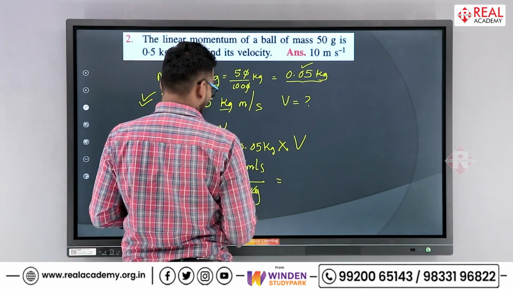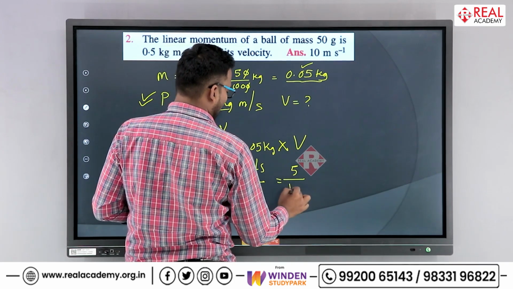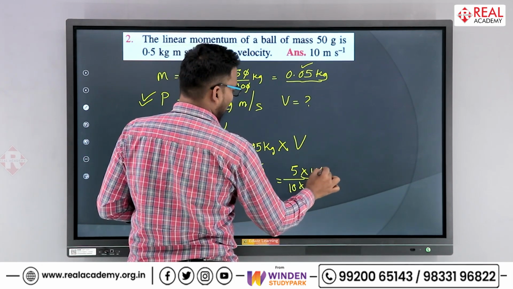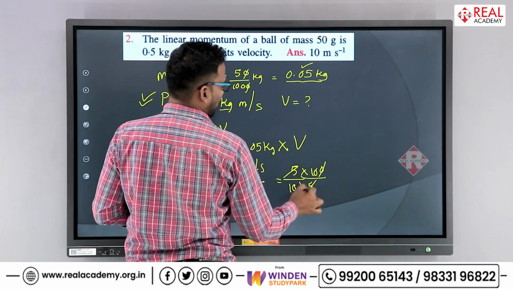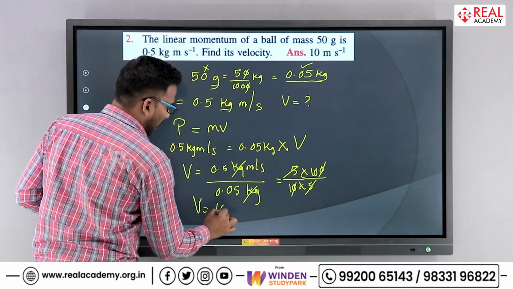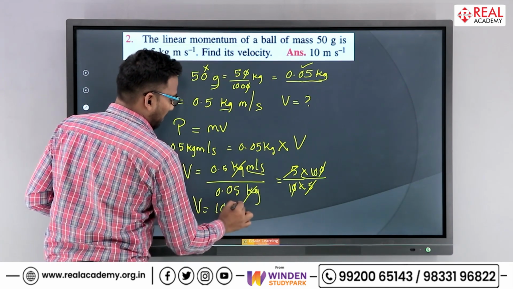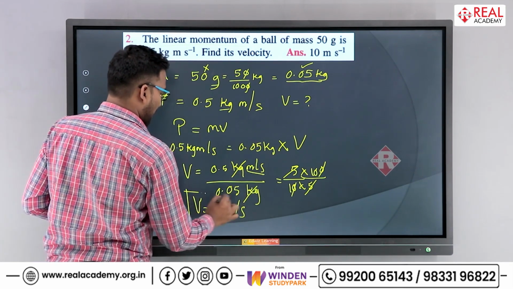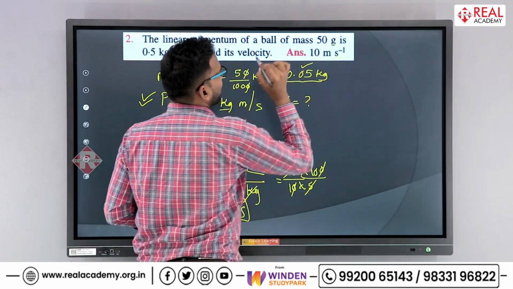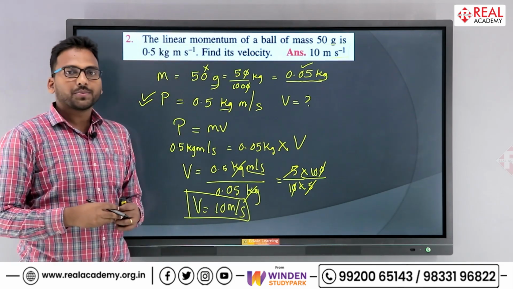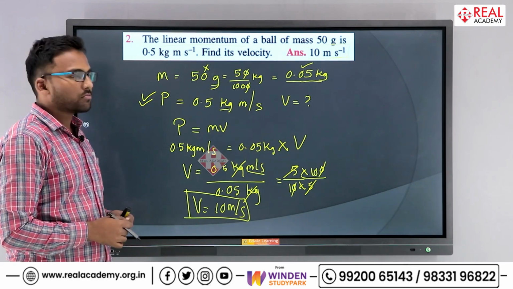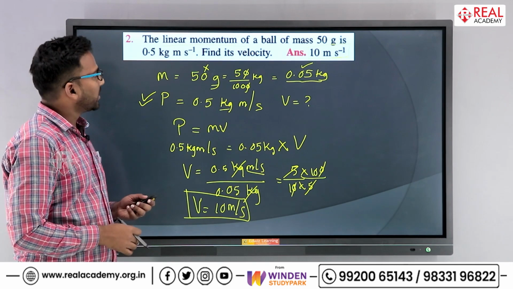And how to extract this? That is 5 upon 10 into 5 into 100. 5 and 5 will get cancelled. 0 and 0 will get cancelled. The answer is 10 meter per second. The final answer would be 10 meter per second. Here, the required result. Getting, students? How we got this 10 meter per second? Understood? Okay. Next question.